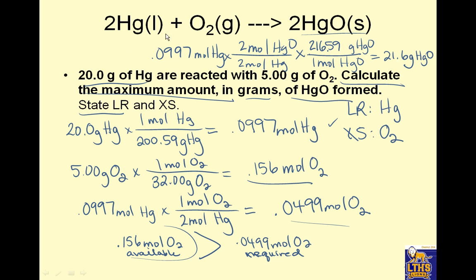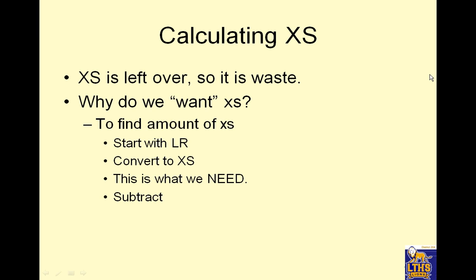Okay, step 1, figure out which of these 2 reactants is limiting. How do I know to do a limiting problem? Reactant, reactant. Step 2, after you figure out which one's limiting, use the limiting reactant to predict the maximum product you can get.